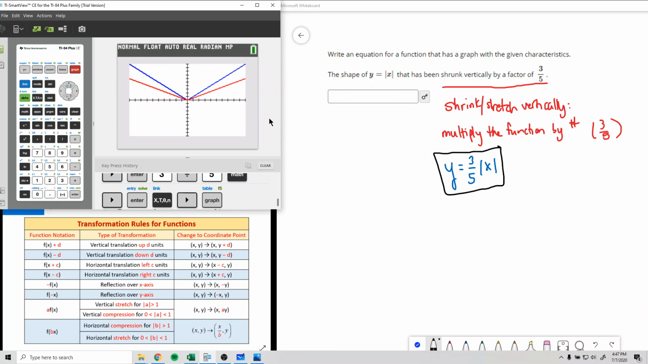If you hit graph, what you'll notice is that the blue graph is the original, y equals absolute value of x. The one that's shrunk a little bit, it's just a little flatter. That's all it's saying. If it gets stretched, it'll be steeper. So it'd kind of look inside here if it was stretched. It's a good way to know you're on the right track as well.